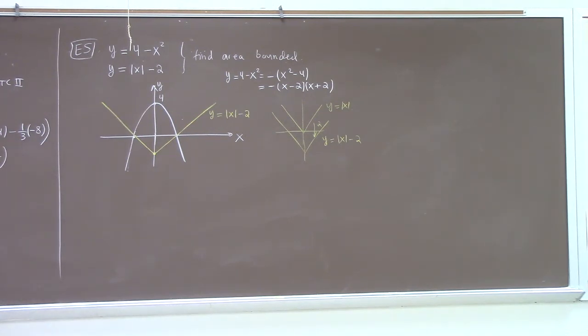Now, it just so happens I have drawn it in that way. If you were not careful in your graph, you might not have seen that the intersection points are actually at the x-axis. They actually intersect at the x-axis, right?